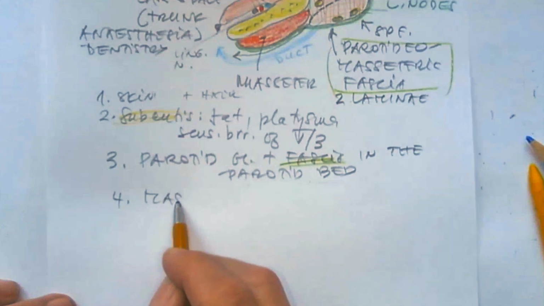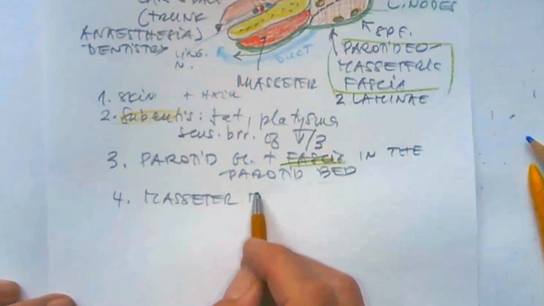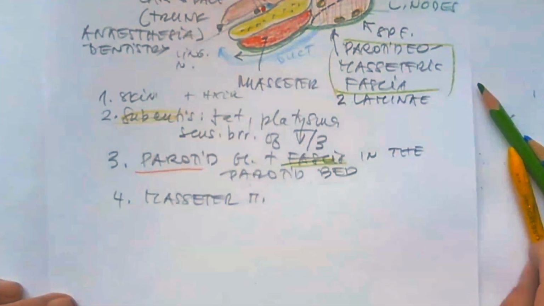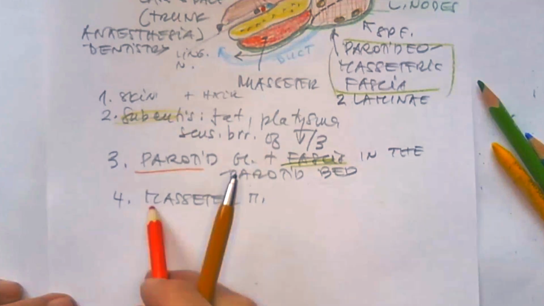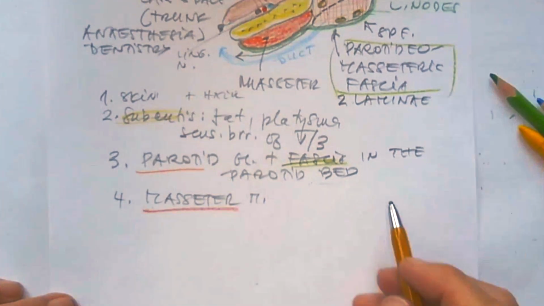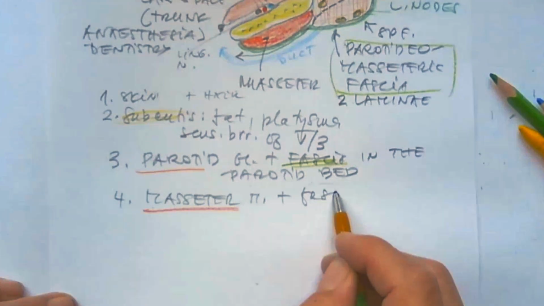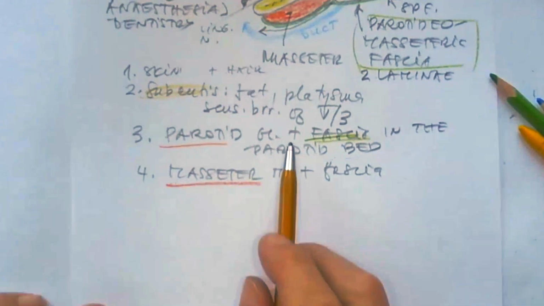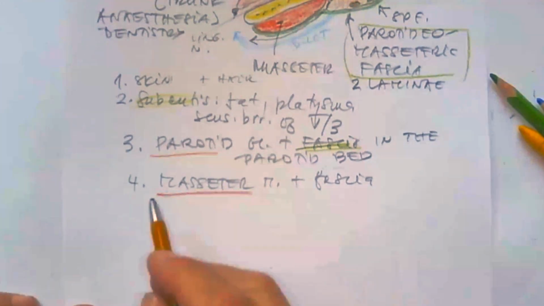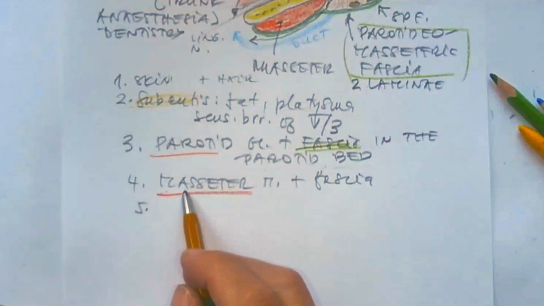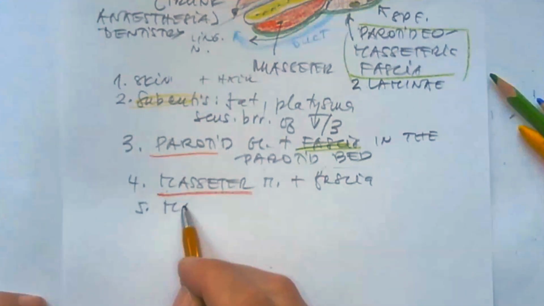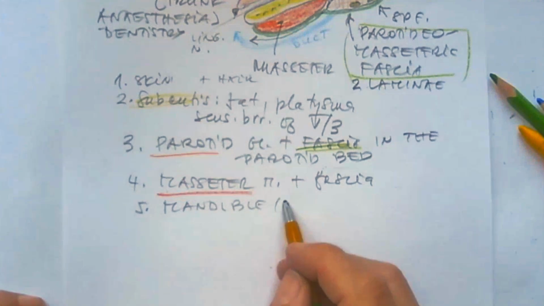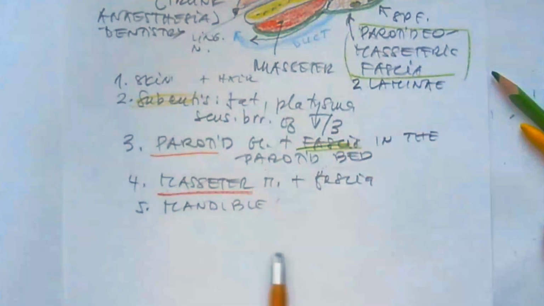Number 4 is the masseter. So masseter muscle is a strong elevator and slight protractor of the mandible. Plus the same fascia, no need to add anything else. And then also the bony part is the mandible. Mandible, better just mandible, ramus and body. This is better because angle of mandible, that's it.